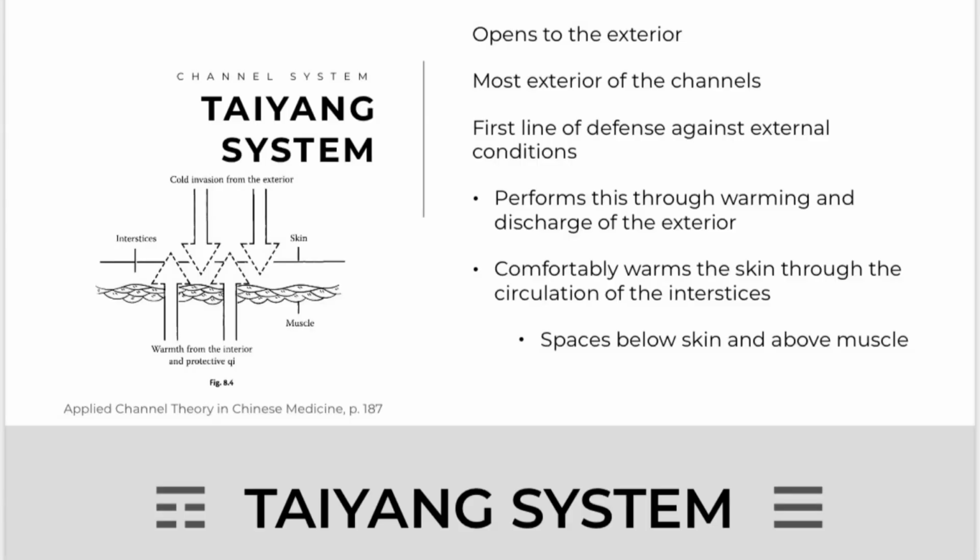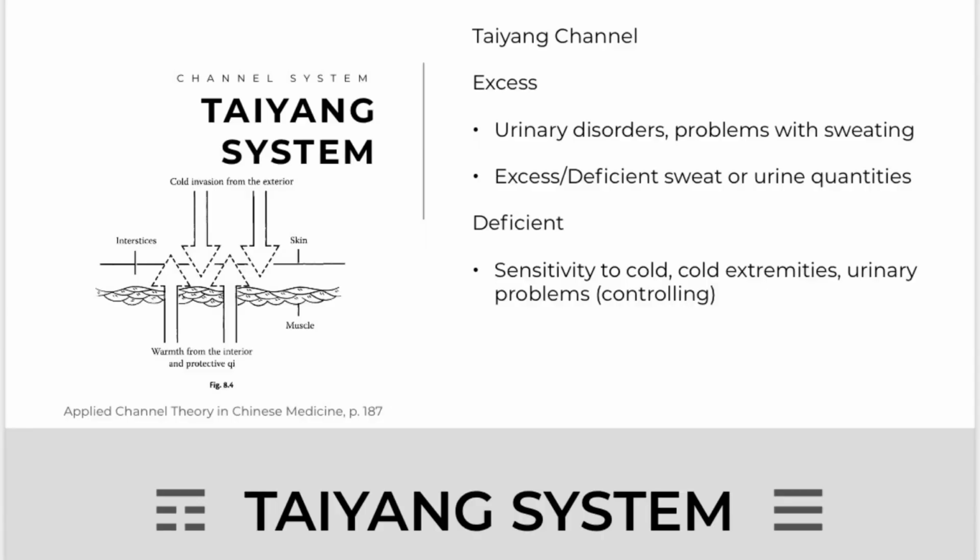So Tai Yang is going to be opening the most to the exterior. It's the most exterior of the channels, and it's the first line of defense against external conditions. Again, with that coulis, or that interstitial space, that is where the Tai Yang is lying to keep everything warm and protective. Within the Tai Yang channel, you can have excess conditions or deficiency. When it comes to excess, remember the two metabolisms of the Tai Yang are separation of clear from turbid and maintaining the fluids.